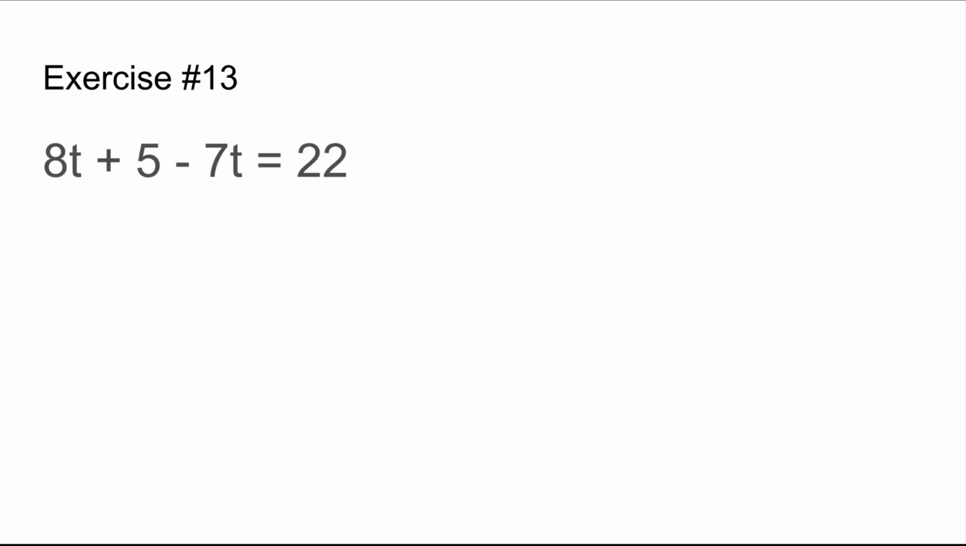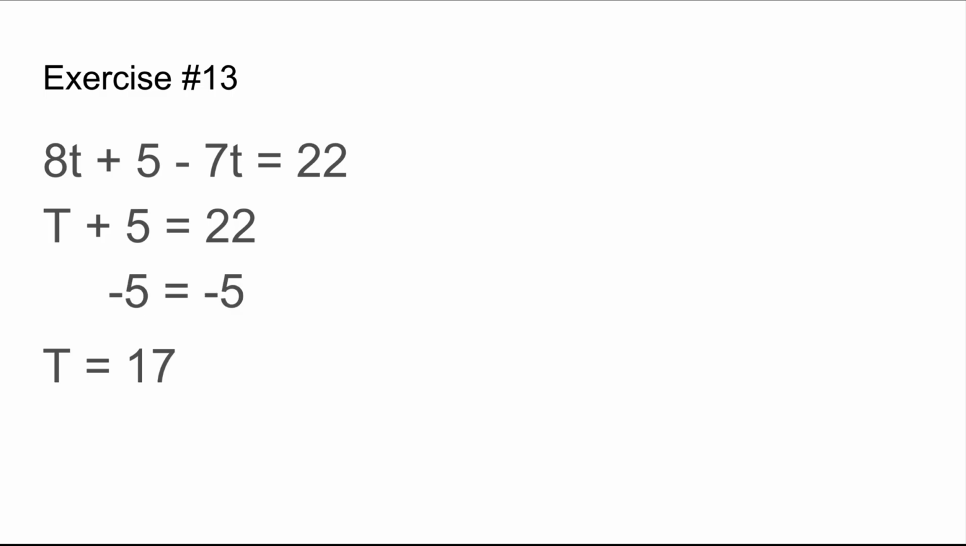We have 8t and negative 7t, which is 1t. Whenever you have a 1 in front of a variable, you can just write that variable. So we will only be writing t instead of 1t. t plus 5 equals 22. Subtract 5, t equals 17. Plug in our answer, yes.